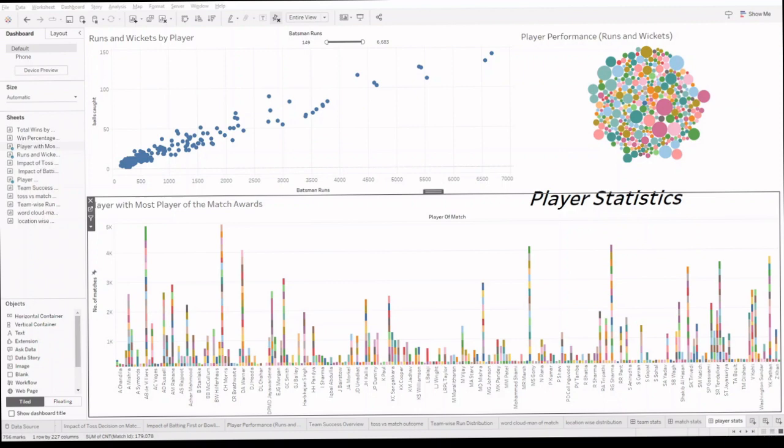So, in conclusion, these three dashboards provide a deep dive into the dynamics of the IPL, offering insights into team success, match outcomes, and individual player performances. And I obviously encourage you to explore the dashboards further to uncover additional patterns and trends.